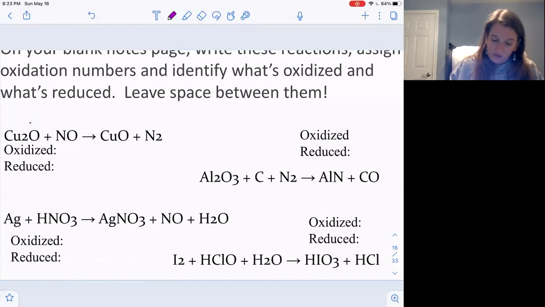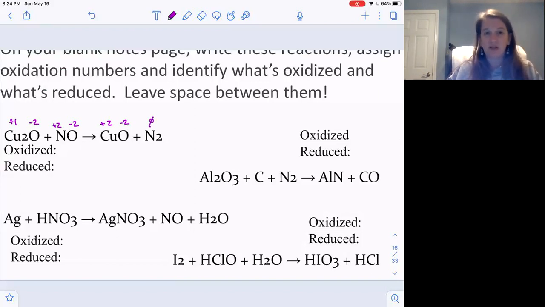So I know that this oxygen is -2. So this copper, because it's Cu2, has to be +1. This oxygen is -2. So the nitrogen has to be +2. I know in here, this oxygen has to be -2. So this copper, since it's just CuO, has to be +2. And then this nitrogen, because it's by itself, has a 0 oxidation state.